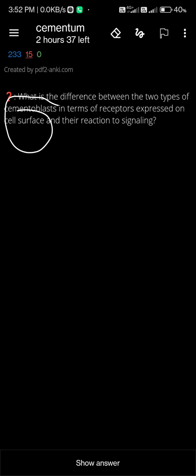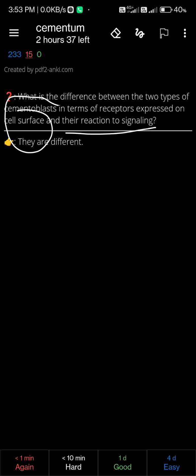So there are two types of cementoblast in terms of receptors expressed on cell surface and their response, their reaction to signaling. So in terms of what? In terms of receptors expressed on cell surface and their reaction to signaling. There are two types of cementoblasts.